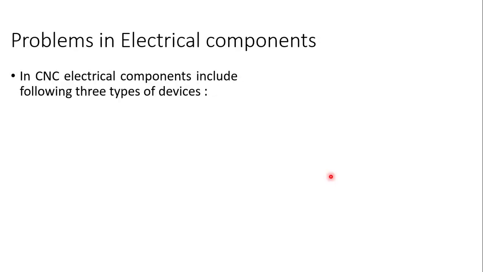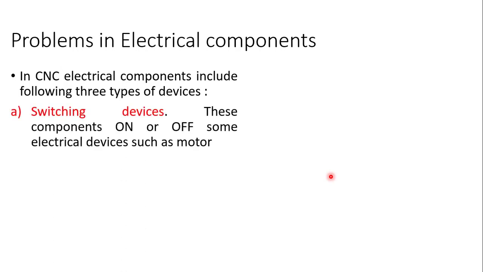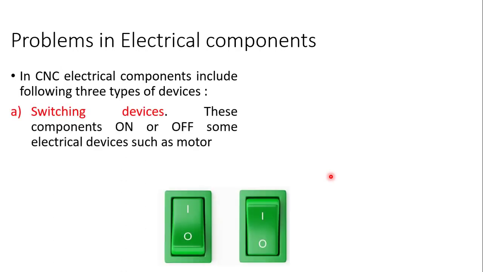Now the electrical components. What are the different electrical components and the problems associated with them? There are switching devices. As you can see, these are electrical switching devices, on and off type.